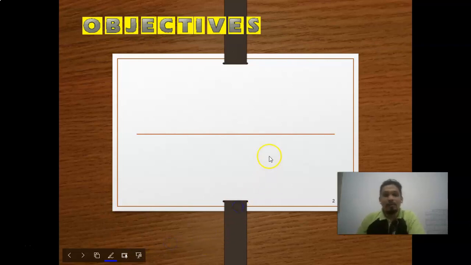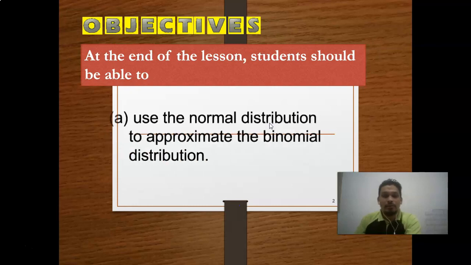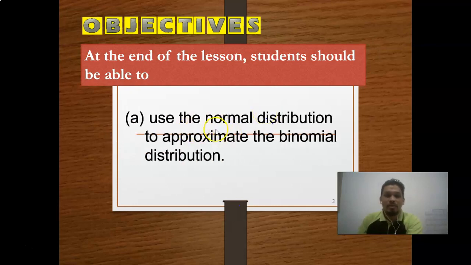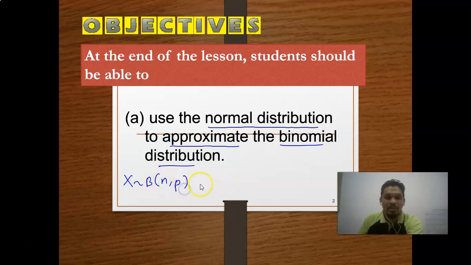So then the objective of this, okay, we're going to look into the situation where we are going to use the normal distribution to approximate the binomial distribution. So in the easy way to explain this, let's say there's a question of binomial distributed with the number of trials, the parameter n, and also p, the probability of success.